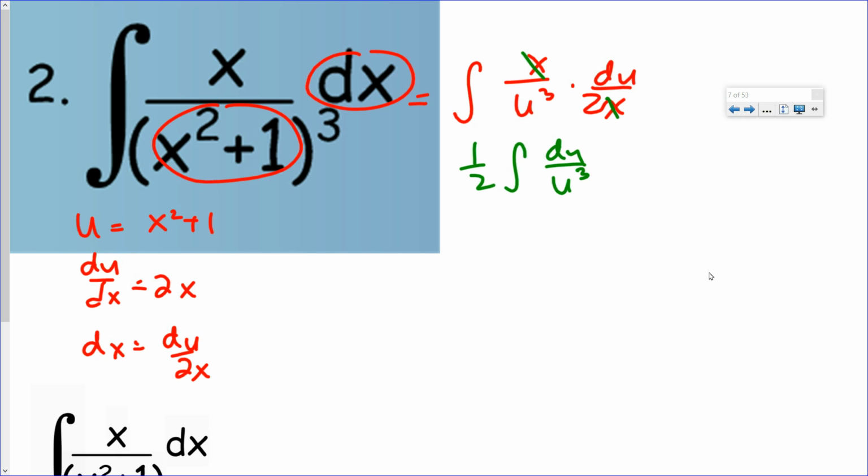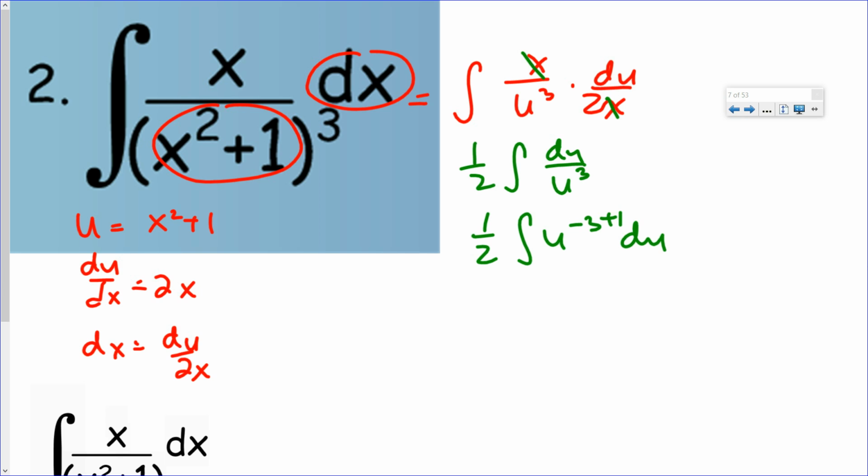Now at this point, it should be an easy reverse power rule, or it should be something in your pink sheet. Which one is it? Easy reverse power rule. But you got to rewrite it first. Do you guys see this? So this u cubed should change to what? U to the negative 3. Okay, so let me change it. Okay, now it's an easy reverse power rule.